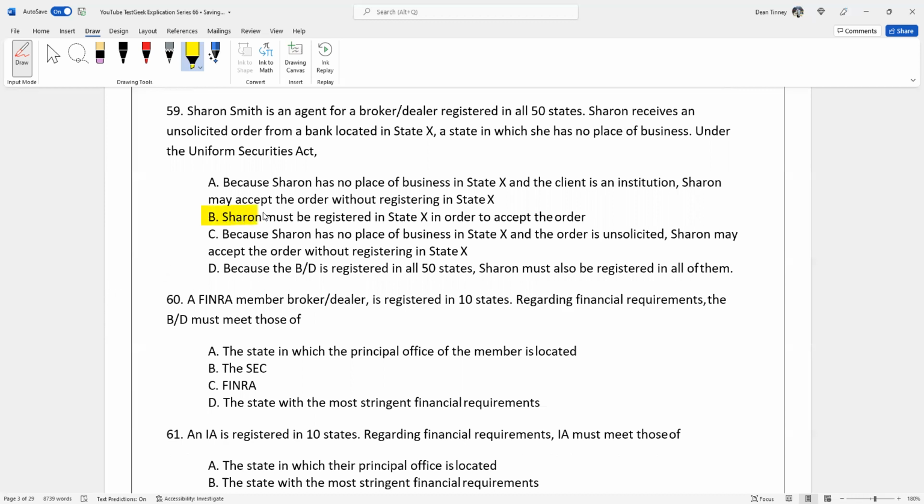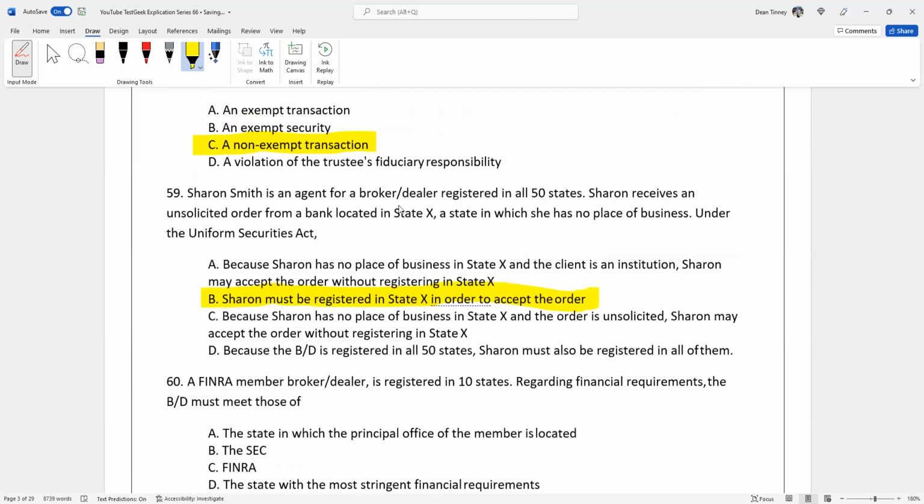If you are a broker, there's no de minimis for brokers. If I have a client in the state and I'm taking orders in the state, I have to be registered in the state. So the answer is B. I remember the no place of business is for investment advisors. It's not associated persons of a broker-dealer. It's not D. There's all kinds of people. Schwab is in all 50 states, but not all of its reps. So the answer is B.